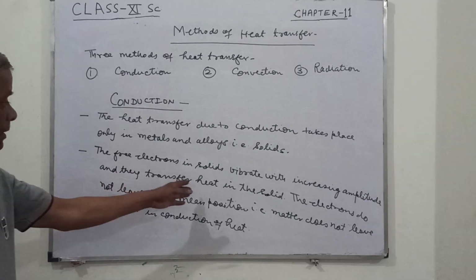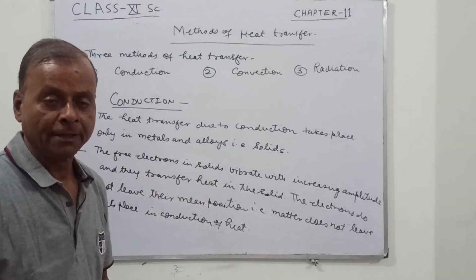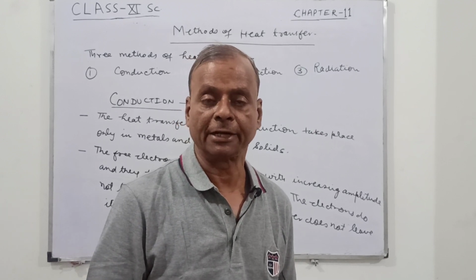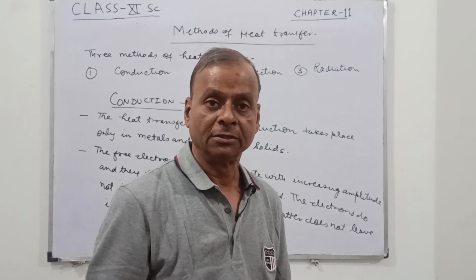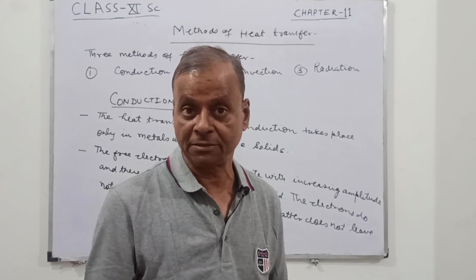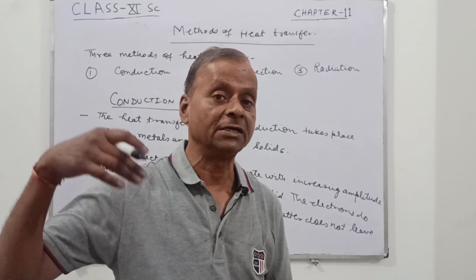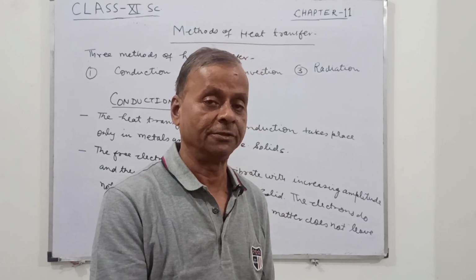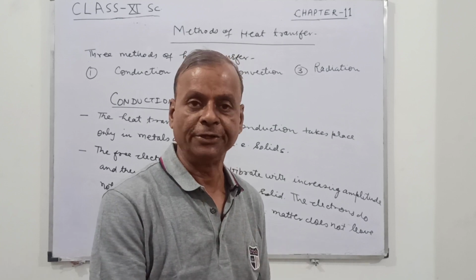So the electrons in solids like metals and alloys vibrate with more amplitude and strike the neighboring electron, and then this electron absorbs the heat from the previous electron, and it also gets agitated to vibrate with more amplitude. Then this second electron strikes the next, third electron, and this process continues. So the heat is transferred in metals and alloys by the electrons from one point to another.